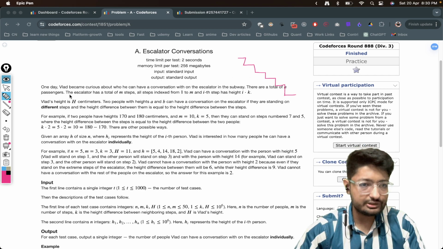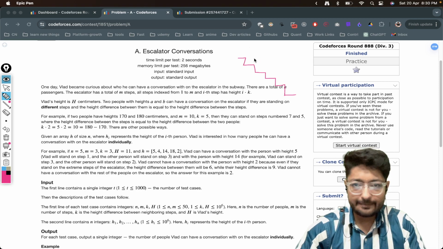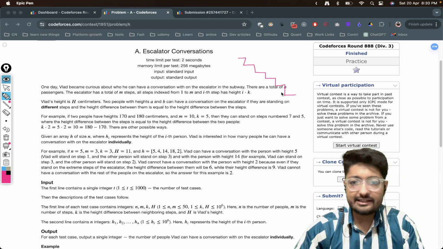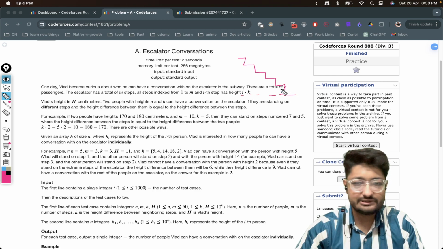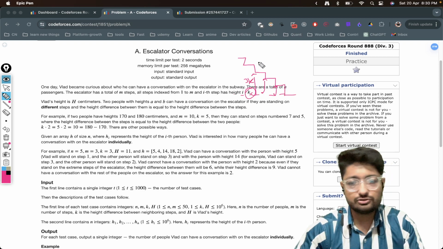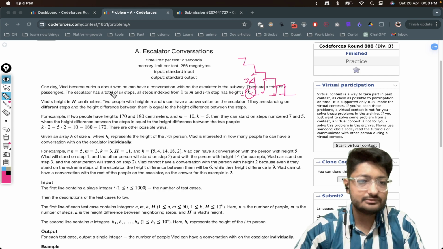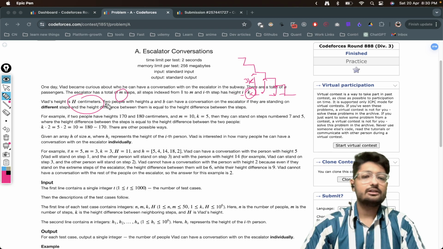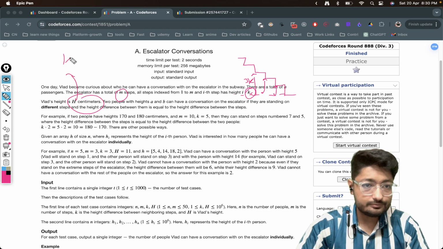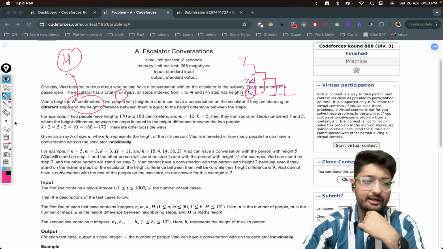There are a total of n passengers. The escalator has m steps, and each step has a height of k. So from the ground, if this is the first step, then this is the height 0, then step 1 is the height k, this is 2k, 3k, and so on till the m staircases. That is the whole thing. Now Vlad has a height of h centimeters.